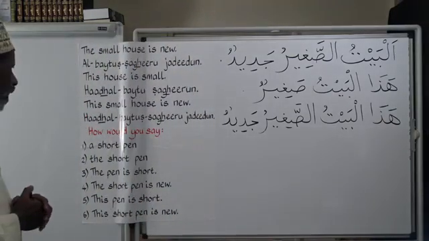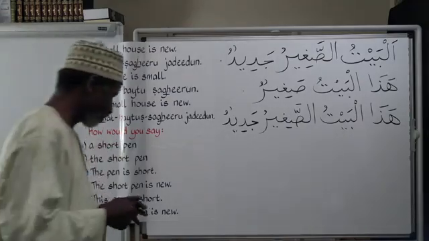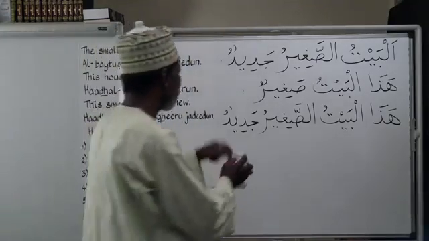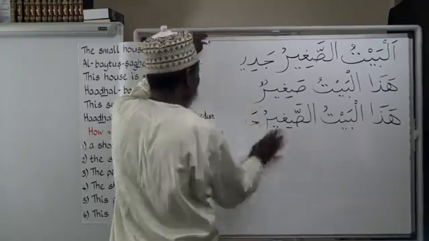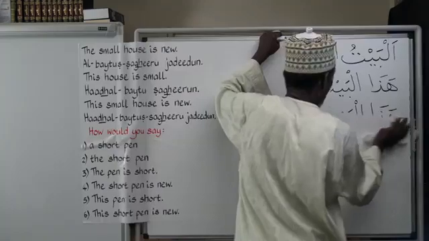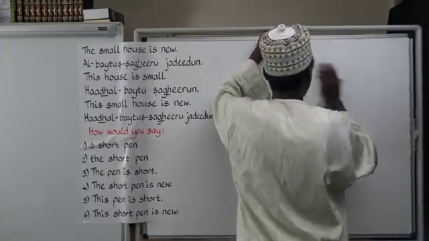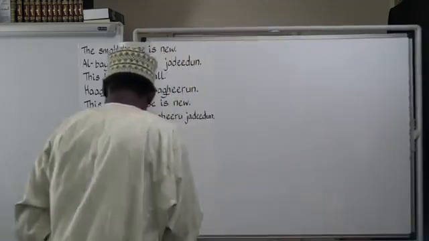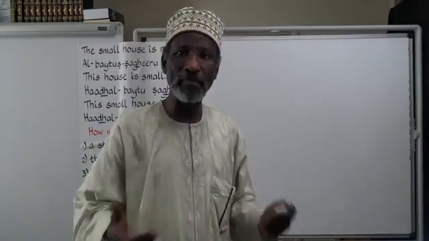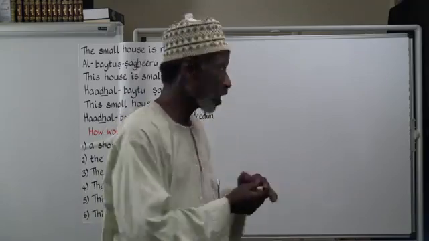Okay. Now let's test you. How would you say a small pen? Try that for me. Pen is قلم in Arabic. How do you say a small pen? Come on. Help me out here. Pen is قلم. So you say قلم صغير.